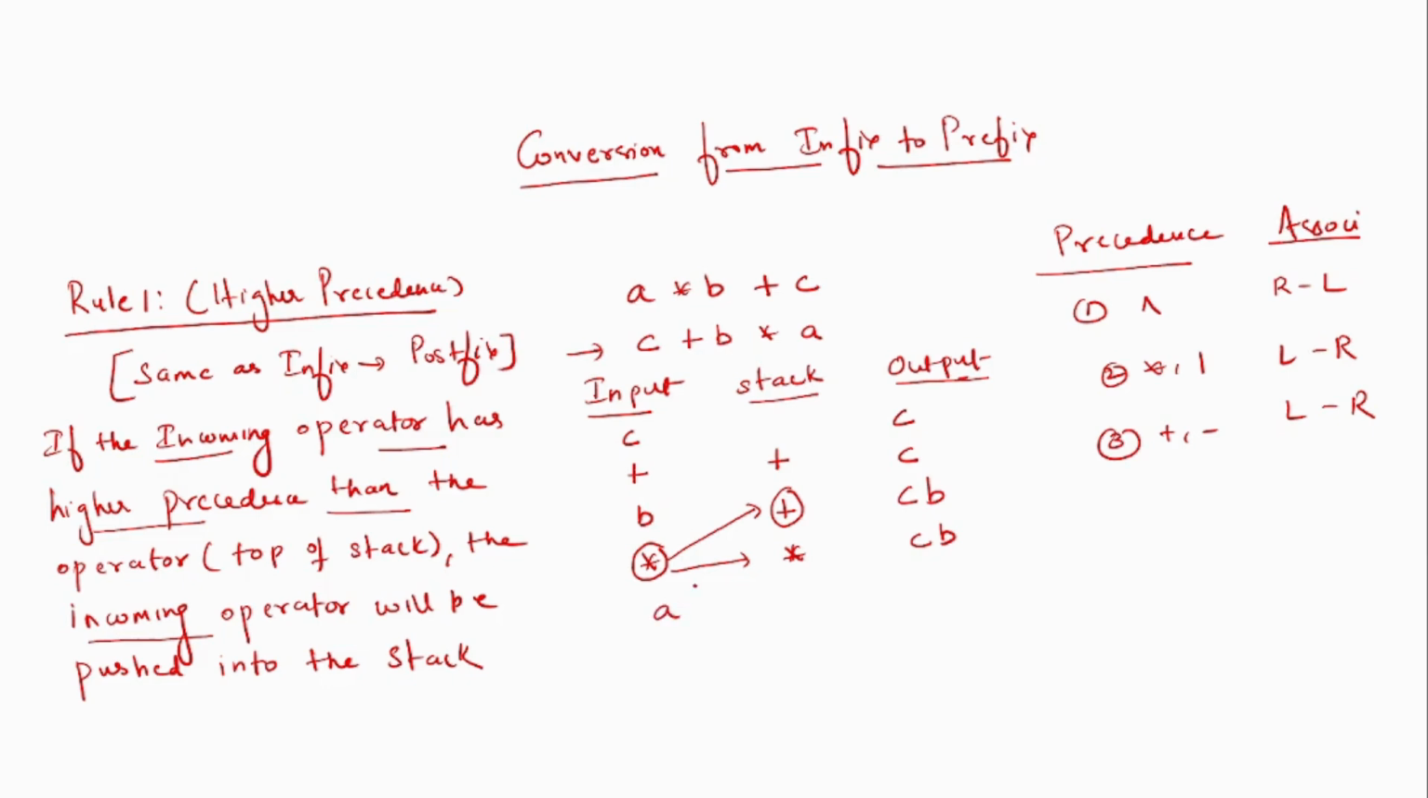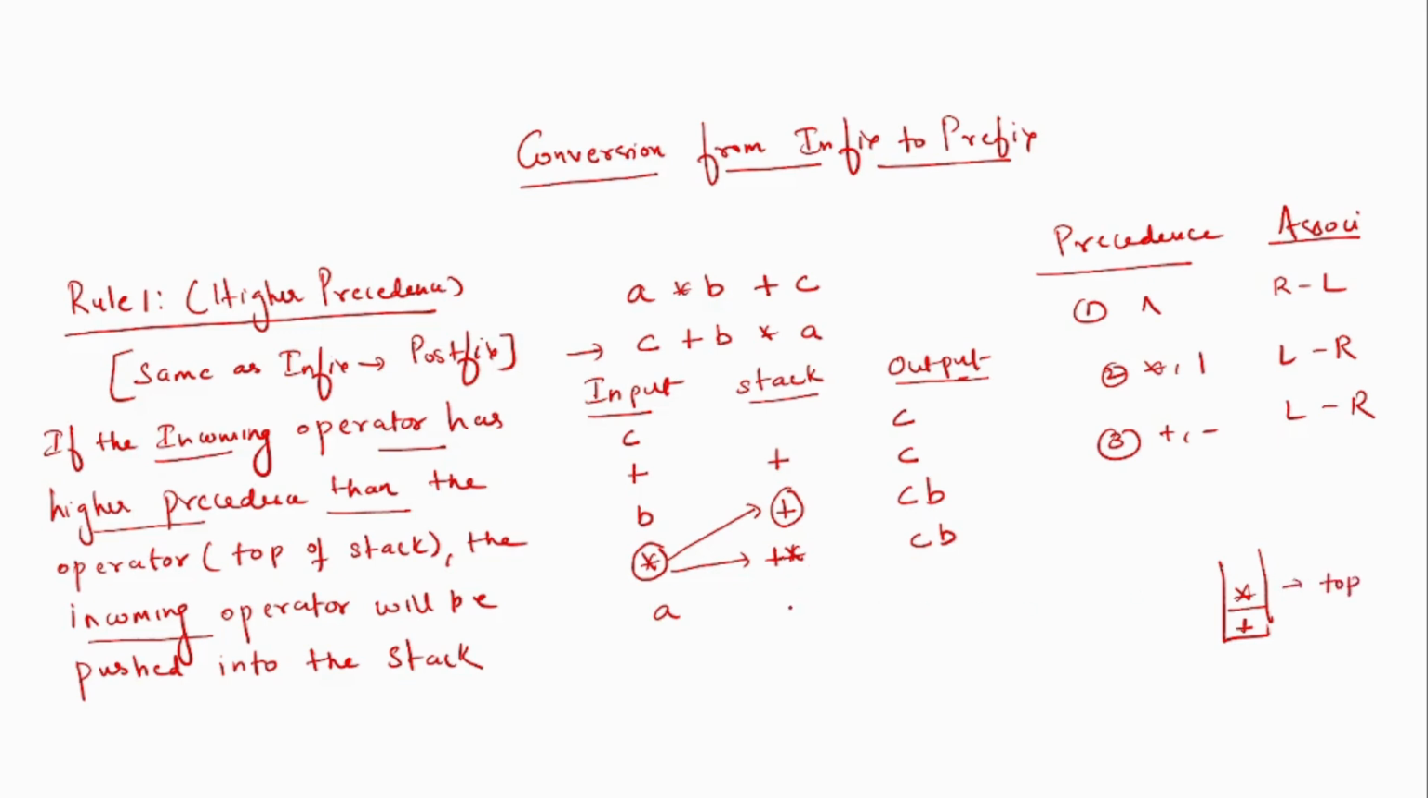Now I have A. A is not an operator. So here star comes. Where do I push it? On the top of the stack. So star, and then plus remains as it is. The stack first contained plus, and after pushing star, it contains plus and star. Due to lack of space, I am writing star to the right of plus. So star is now the top of the stack.